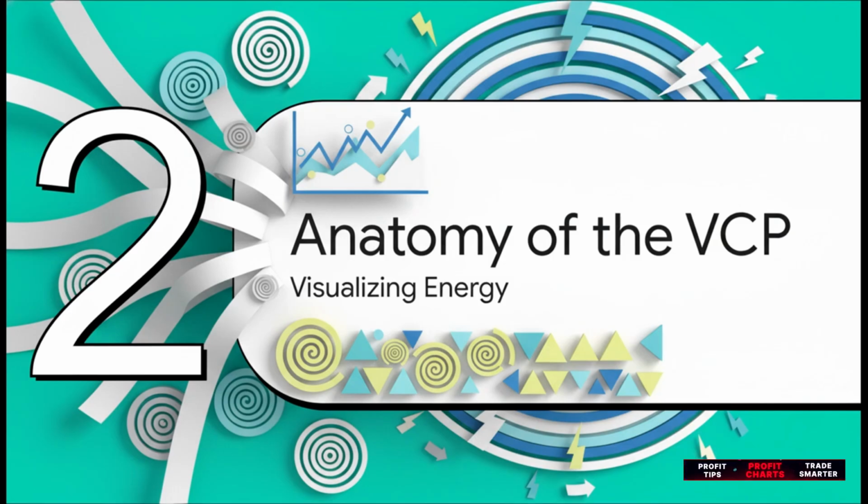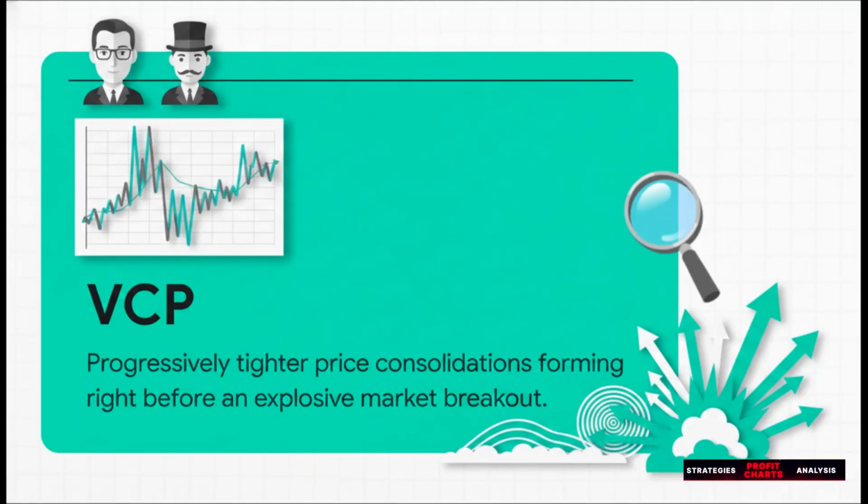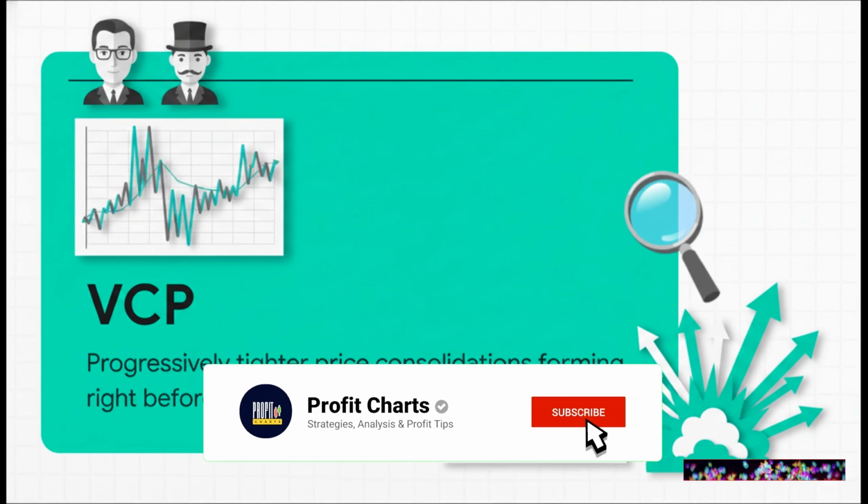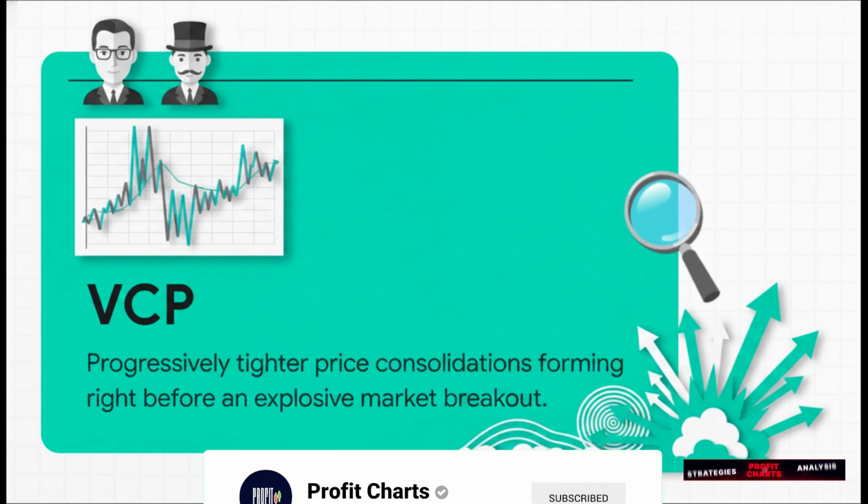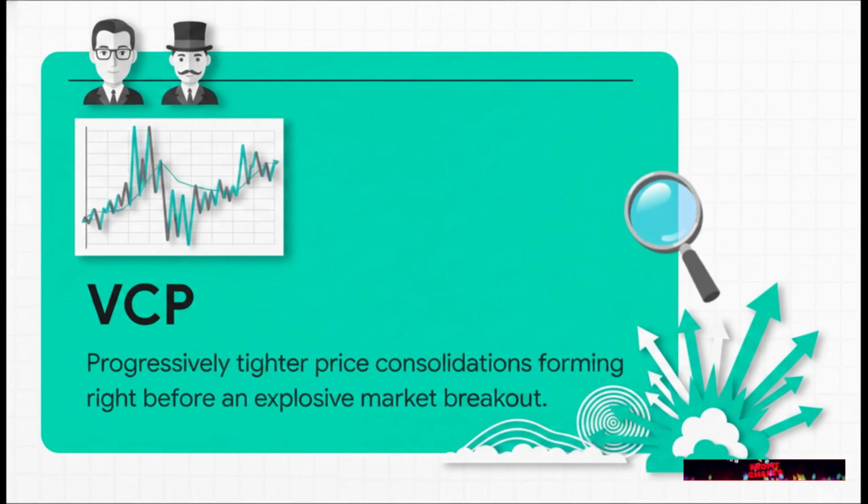Moving right along to Section 2, Anatomy of the VCP, and how we actually visualize this stored energy. Okay, the volatility contraction pattern, or VCP. This is a truly universal pattern. It was popularized by legendary traders like Mark Minervini, drawing heavily on the methods of icons like Jesse Livermore. Basically, the VCP visually shows us the transition from high volatility to extreme tightness. You'll see an asset make a series of progressively tighter and tighter price consolidations. It's basically the chart's way of visually telling you that supply is completely drying up.